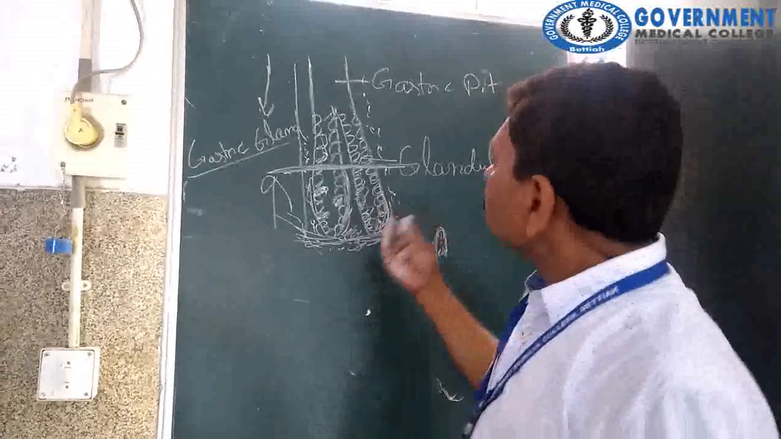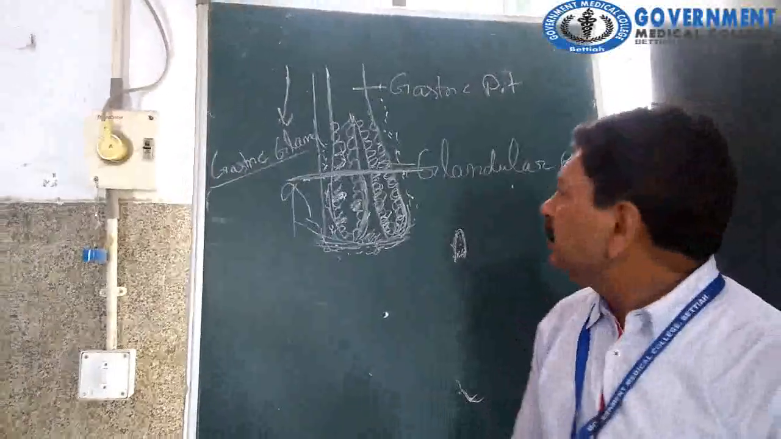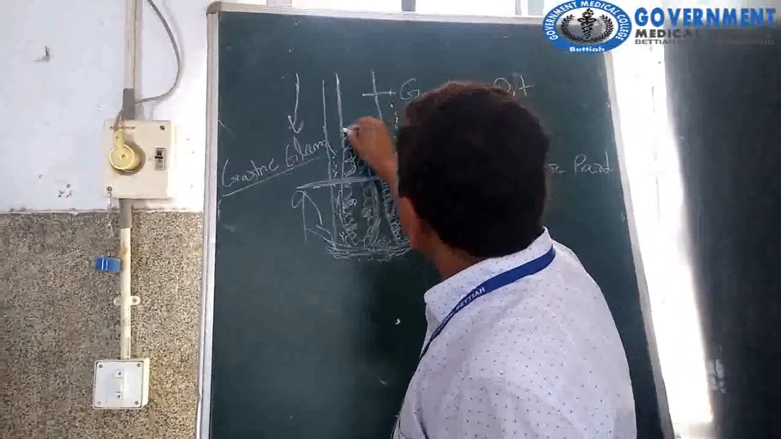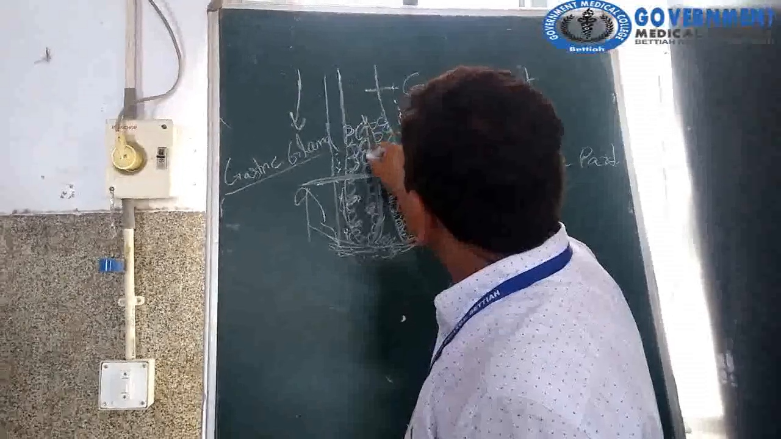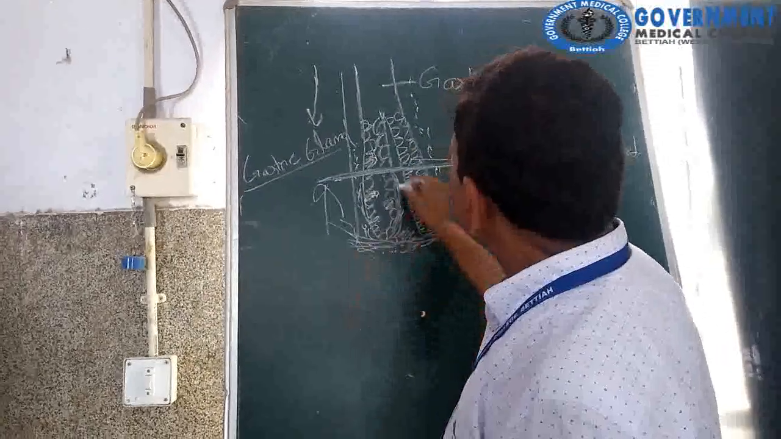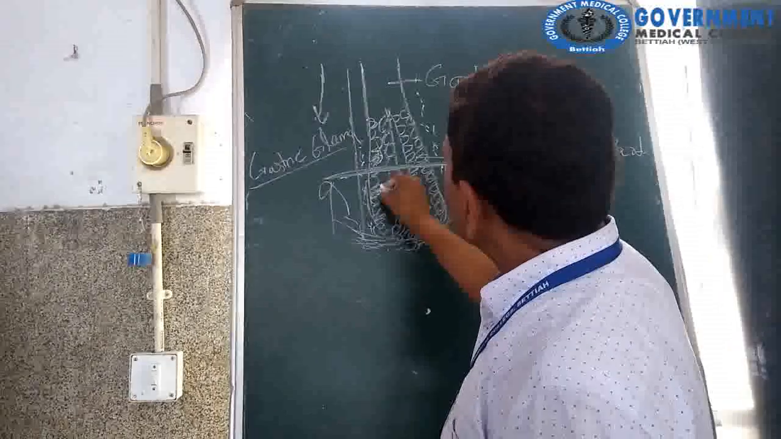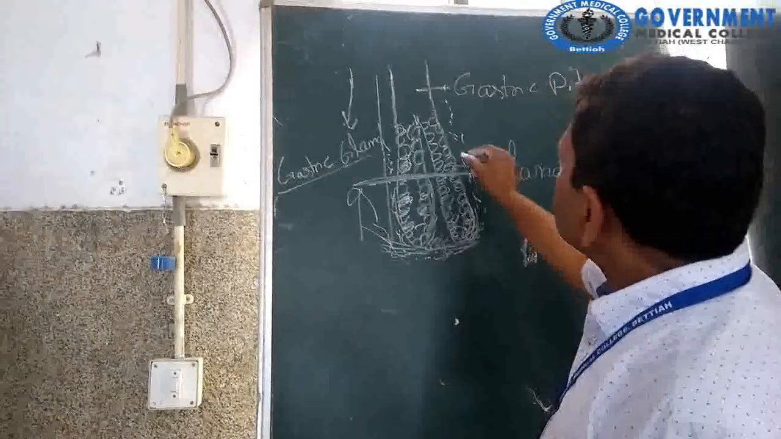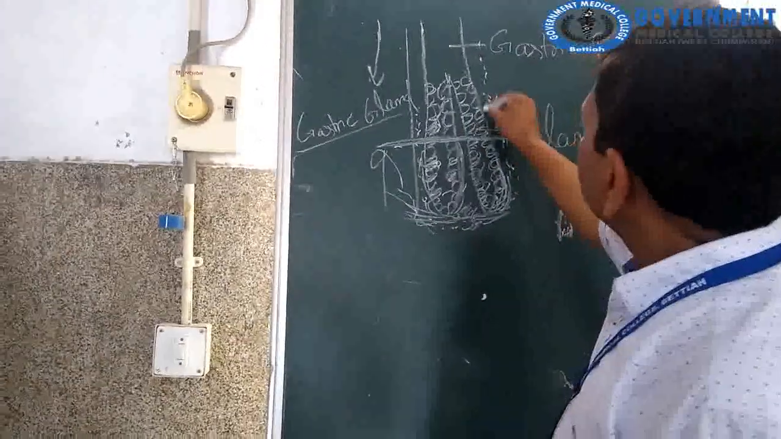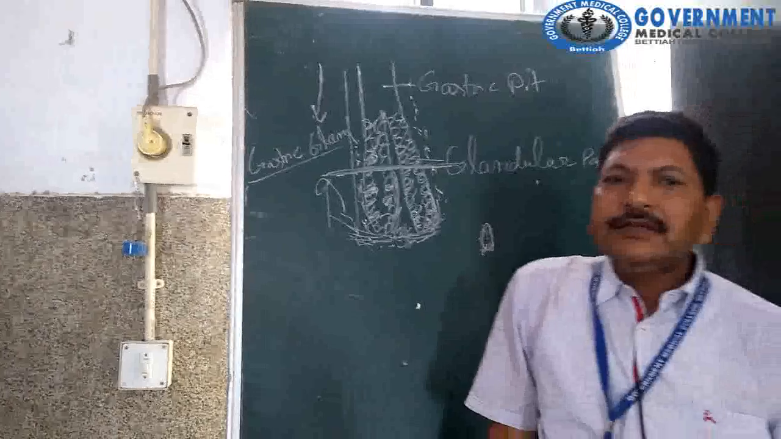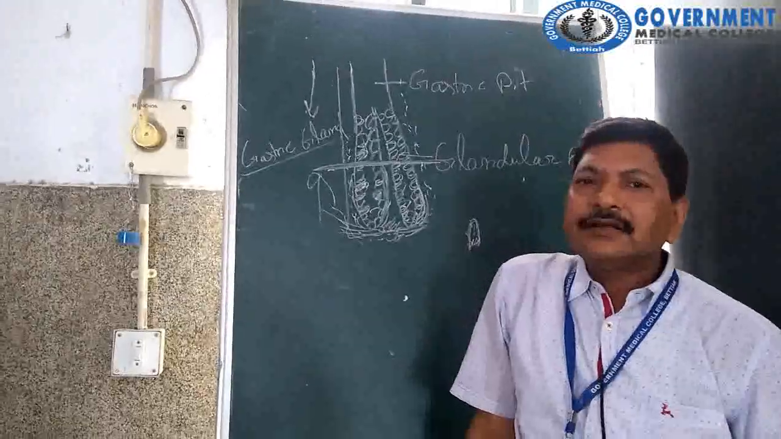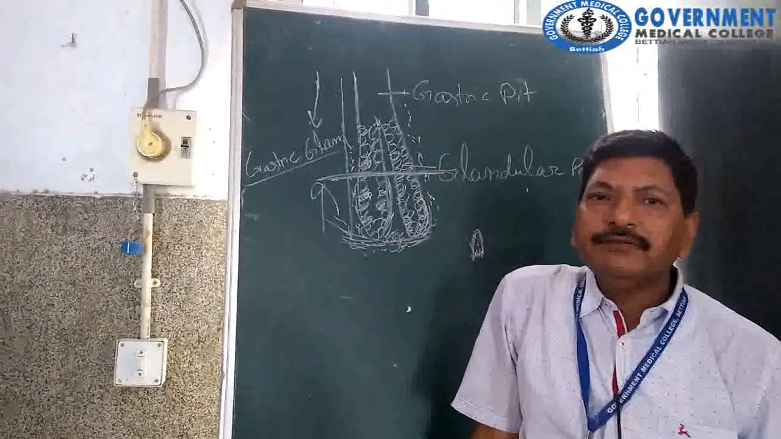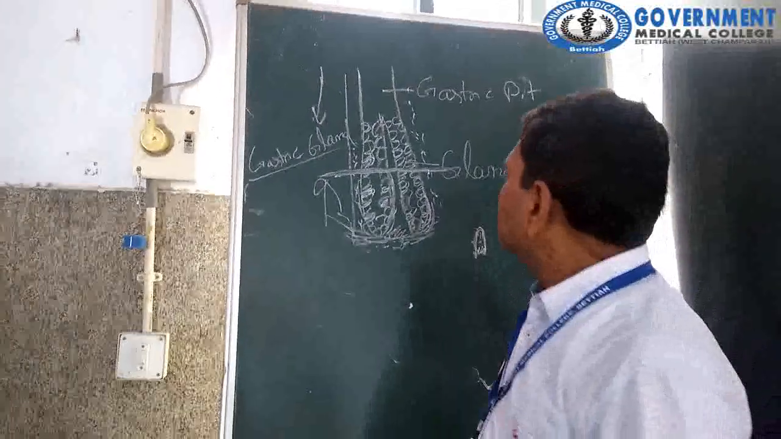Second is oxyntic cell or parietal cell. It is present in the proximal part of the gastric gland, and some cells may be present in between the zymogenic cells or peptic cells. This is a tall columnar cell and it secretes HCl and intrinsic factor. As you know, the intrinsic factor is essential for the absorption of vitamin B12 in the terminal ileum.